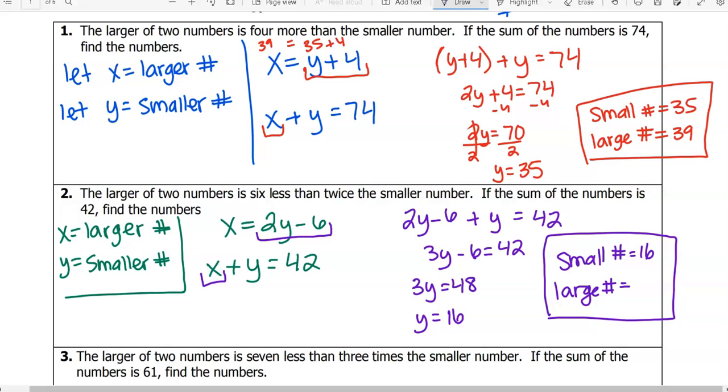26? Are we getting 26? Yes? You should get 26. Good. So if you did the top equation, 2 times 16 minus 6 is 32 minus 6. If you use the bottom equation, x plus 16 equals 42, subtract 16 over, and you get 26. So no matter which equation you choose to plug it back into, you'll get the same answer. So you got some options there.